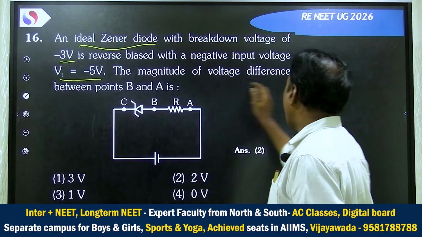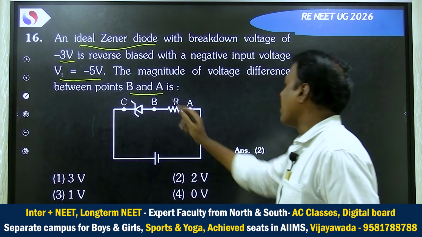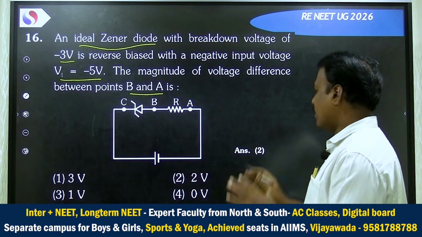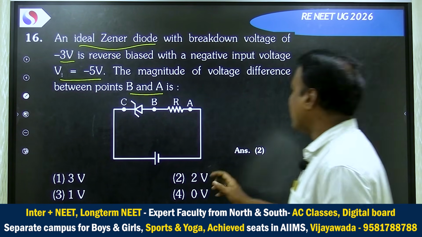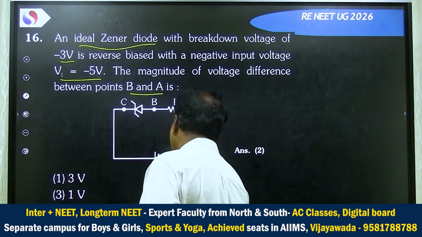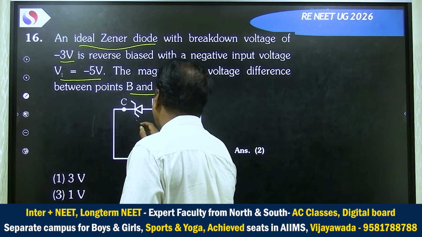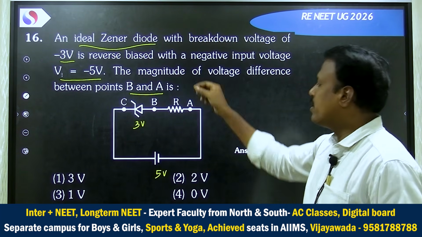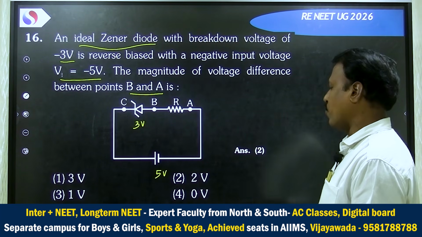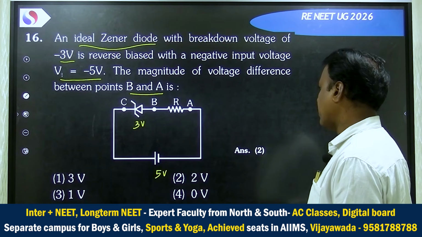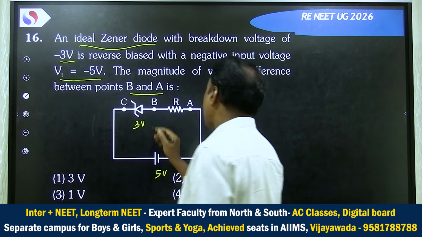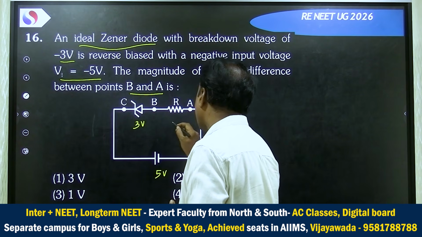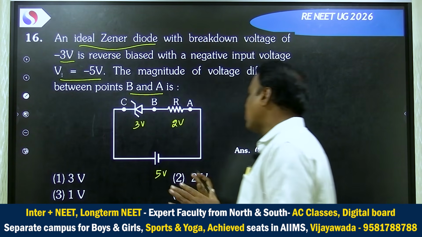The magnitude of voltage difference between B and A. So don't panic. This is a circuit where a 5 volt battery is there and the Zener diode of breakdown voltage 3 volt. As per this picture, out of 5 volt, 3 volt is used to make the diode conduct. The remaining 2 volts will be here.